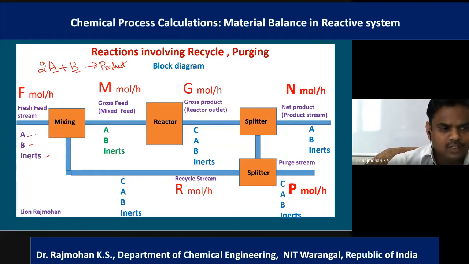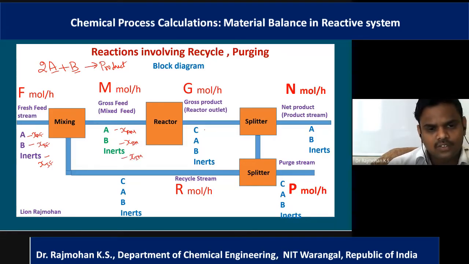So the composition may be given. The mole fractions can be written as XAF, XBF, and XIF. Similarly, we will have a mixed feed with composition XA in M, XB in the M stream, and inert XI in the mixed stream. Here also there is the product, let me say the product is C. So what is the composition? XC in the gross product, XA in the gross product, which is unreacted A, XB in G, which is unreacted B, and the inert composition XI in G. Okay, so this will be present in the system.